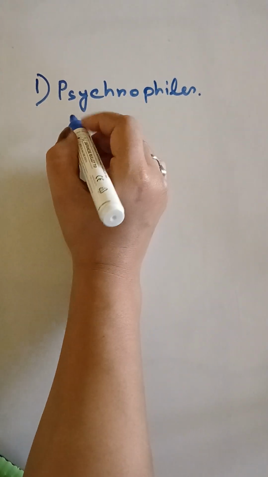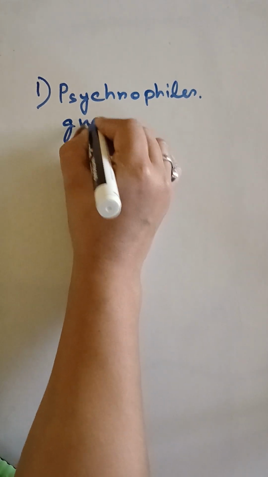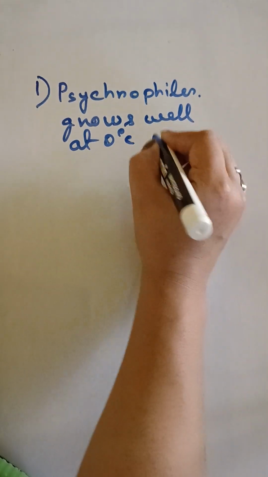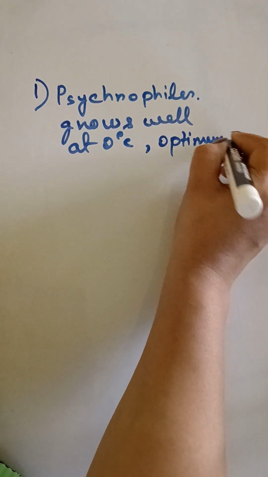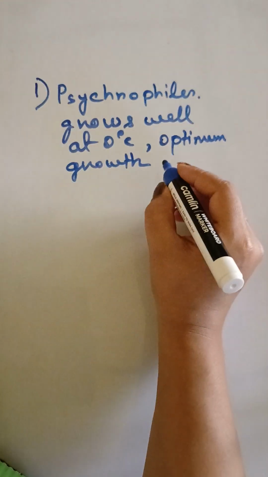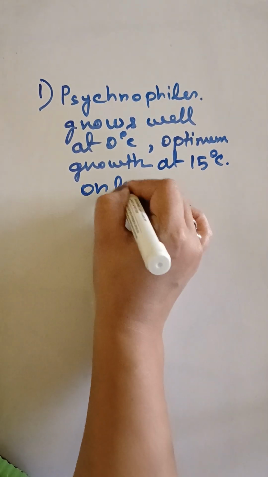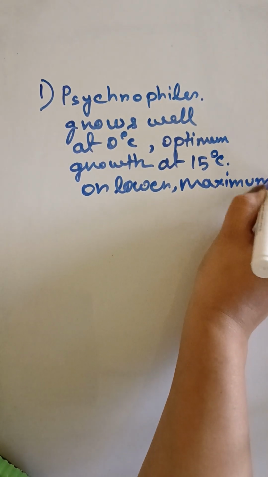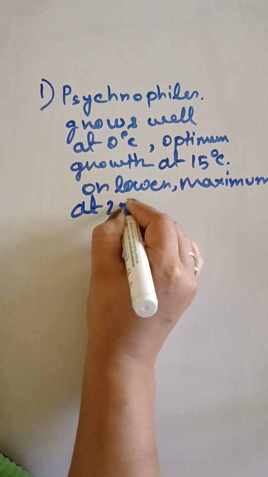Psychrophiles are basically those microorganisms that grow well at 0 degree centigrade and have an optimum growth temperature at 15 degree centigrade or lower, and maximum growth at a temperature around 20 degree centigrade.